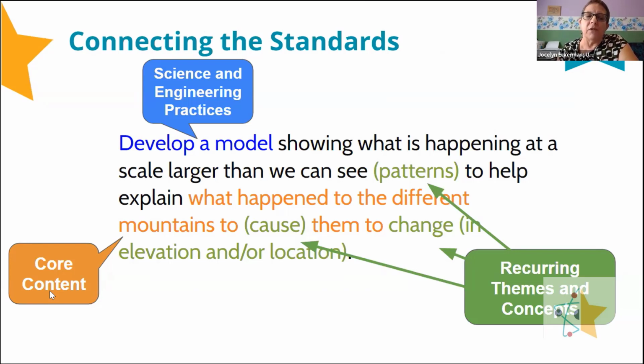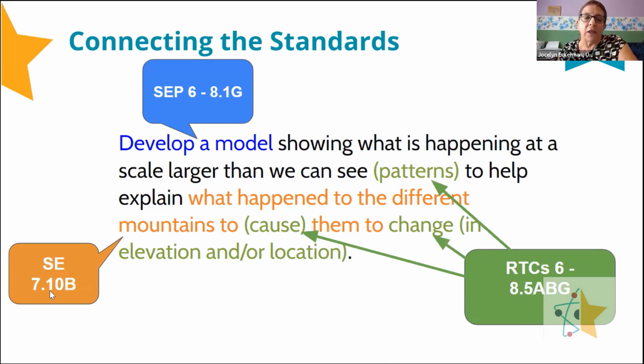This is not, by the way, an objective you would necessarily put up on the board. This is a target for the instructors to be able to understand where they're trying to take kids in a particular lesson. But as you can see, the blue indicates the practice that we used when we were modeling. The green indicates the recurring themes and concepts that were touched on when we tried to do our model and when we tried to do the investigation. And then the core content is the orange. And if we look again very closely on the next slide, we'll see specifically how they relate to those standards we just took a quick look at.